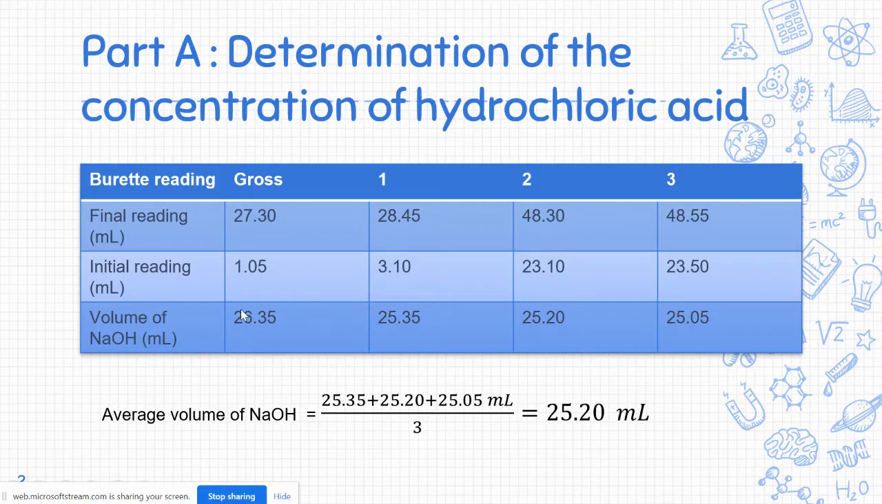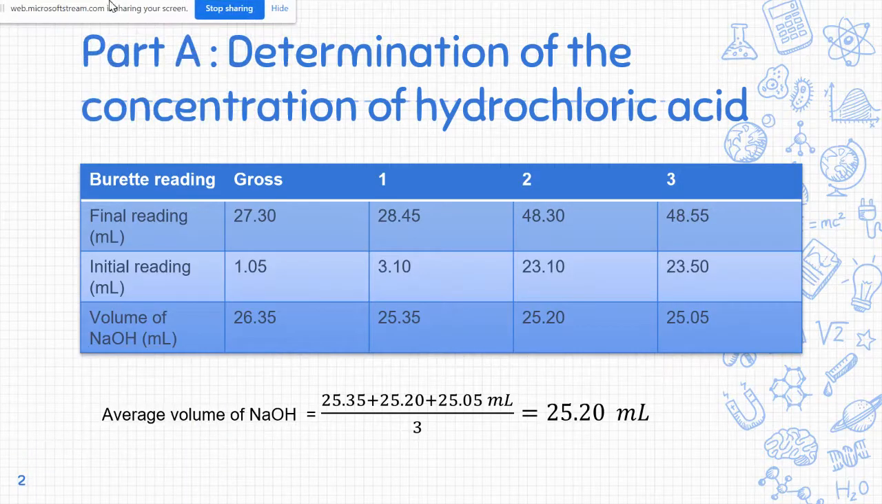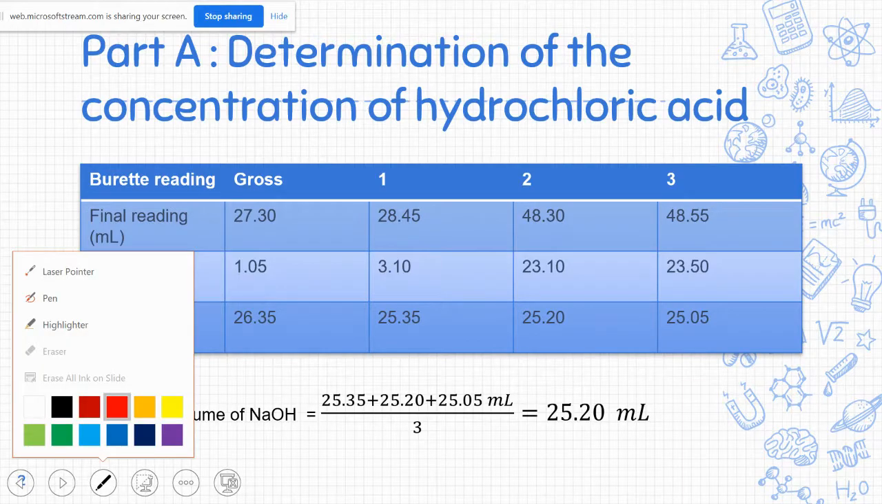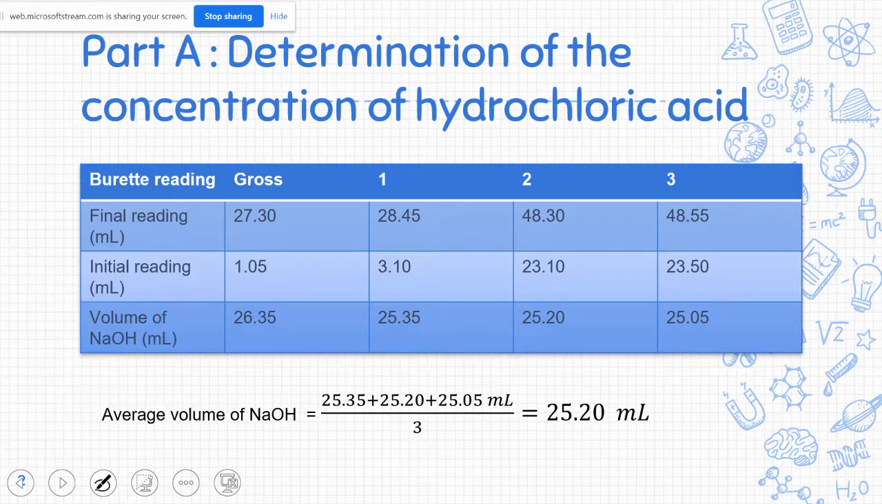In part A, you need to determine the concentration of hydrochloric acid. So what I have here is the sample, only sample readings for part A. You have your readings. So this is just an example, right? Now, first, make sure the readings are all in two decimal places and the last number is either 5 or 0. This is very important for your practical test as well.